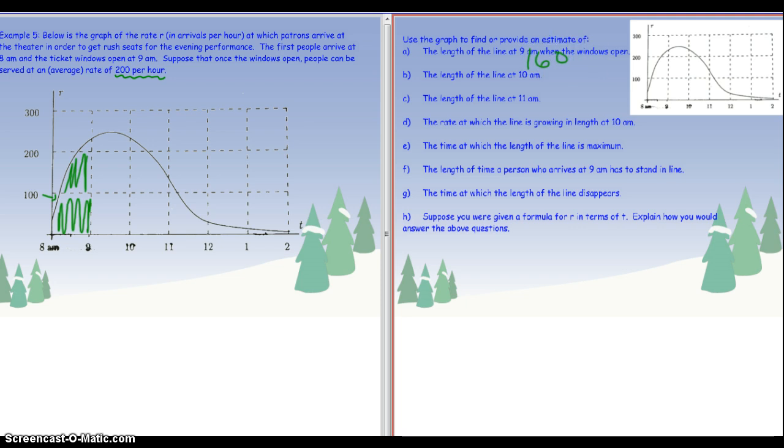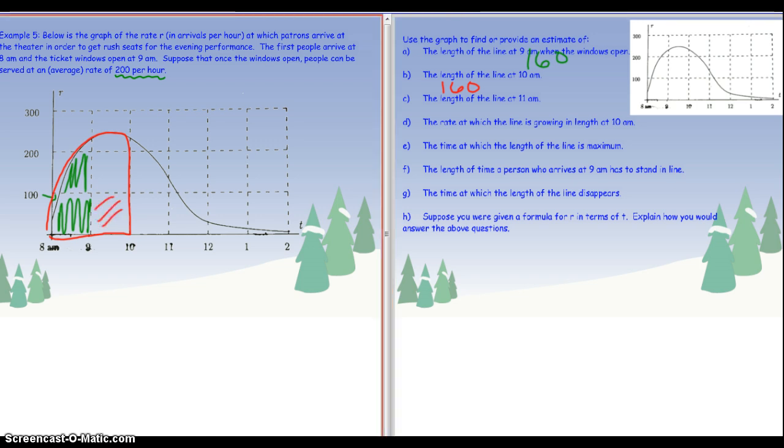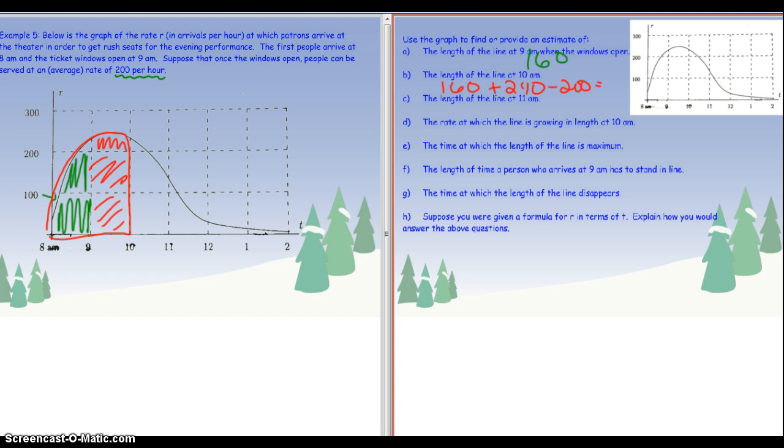So now at 10 a.m., we're going to be looking at this section all through here. So I already have the 160. And then I'm going to add on 100, 200. That looks like a little less than half, so 240. Add 240 onto that. And then I'm going to subtract, in that first hour, 200 were served. So that means we have approximately 200 people in line. I want you to take a look at the rest of those questions, and I'll explain any of them that you need me to.